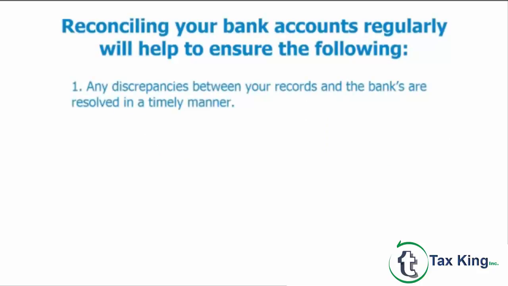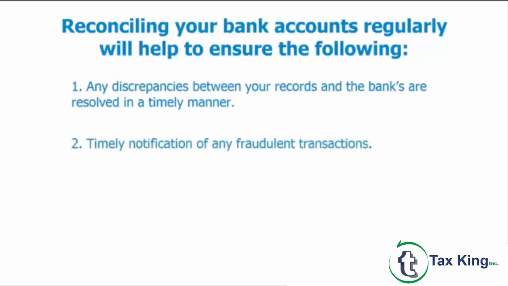First, any discrepancies between your records and the bank's are resolved in a timely manner. For example, a bank deposit that was posted for the wrong amount by the bank. Second, timely notification of any fraudulent transactions. For example, if you notice transactions listed on your bank statement that you did not authorize, you can notify the bank as soon as possible so that they can investigate.